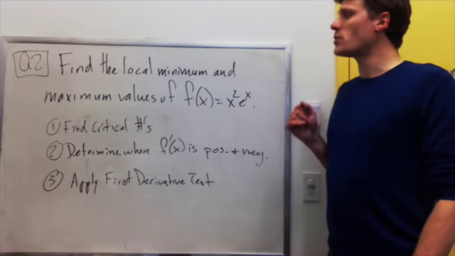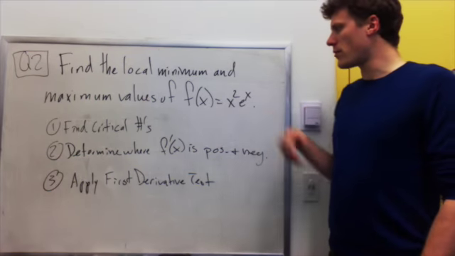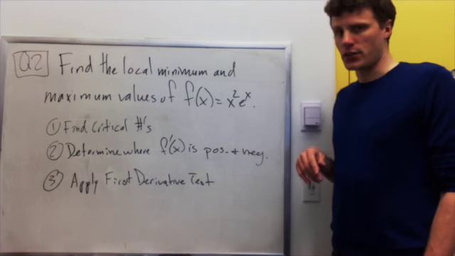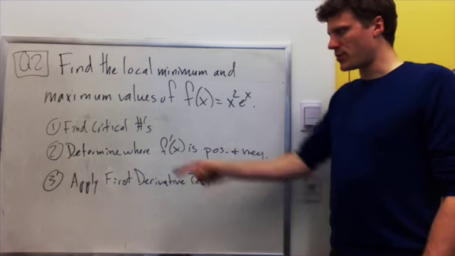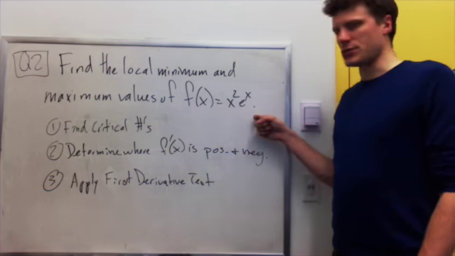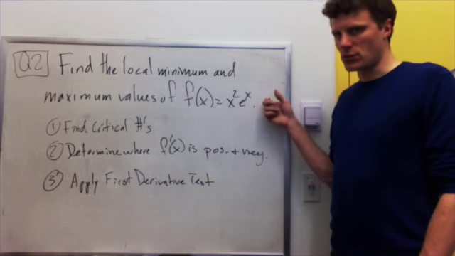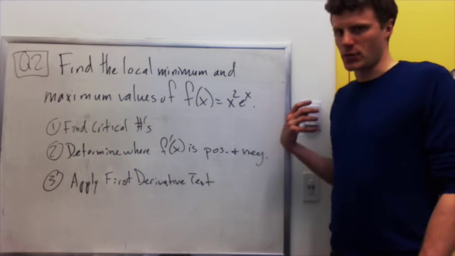Let's find the local minimum and maximum values of f of x, which is x squared e to the x. This involves 3 steps. First, find the critical numbers of this. Take the derivative, set it equal to 0, and see if it doesn't exist anywhere.